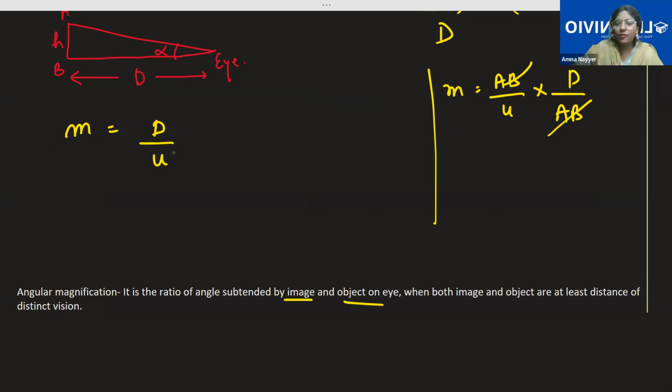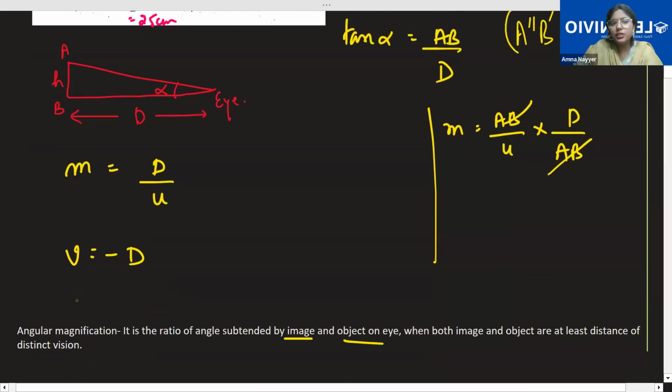We need focal length in our formula. So what we'll do, image distance will be minus d, because this time the image is formed in front of the lens. So image distance will also be minus d, right? Object distance, what is our object distance? That is u, which is already minus u. Let's see what the focal length is in terms of this.